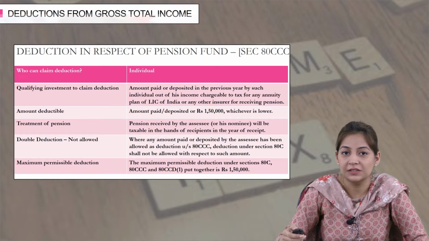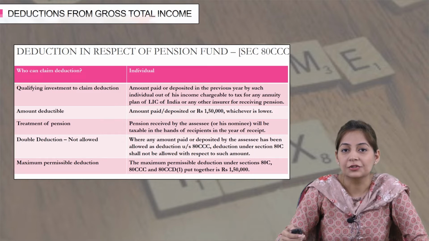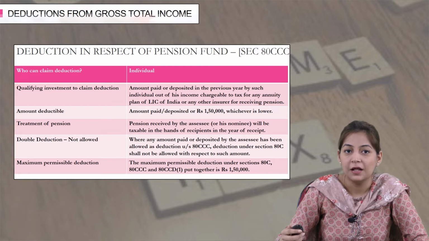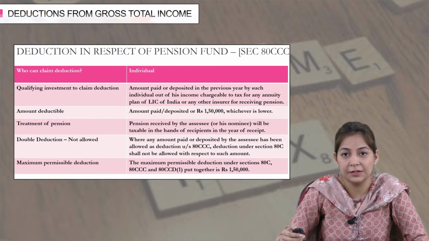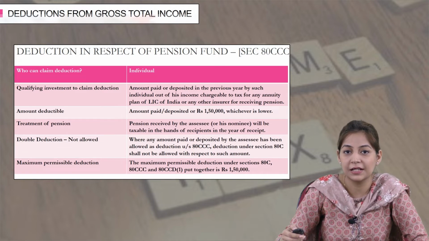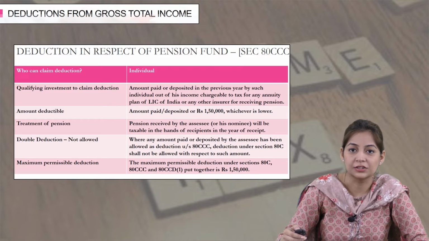Again, here we have to see who can claim the deduction. So, the deduction under this section can be claimed by an individual. Next, the amount that can be claimed as deduction here is the amount paid or deposited in the previous year by such individual out of his income chargeable to tax for any annuity plan of LIC of India or any other insurer for receiving the pension. The maximum amount deductible here is again the amount paid or deposited or rupees 1,50,000, whichever is lower.